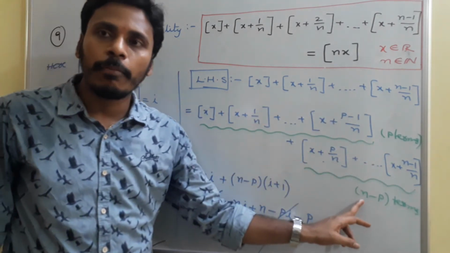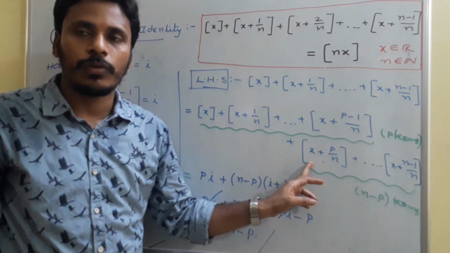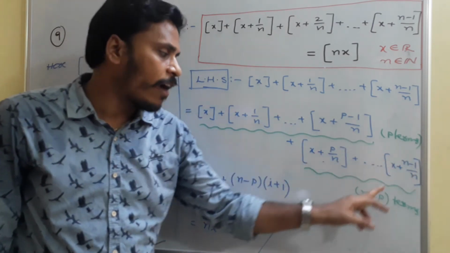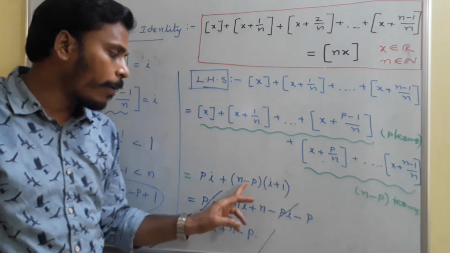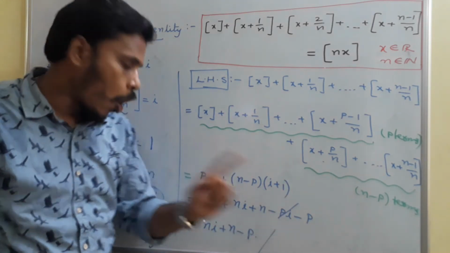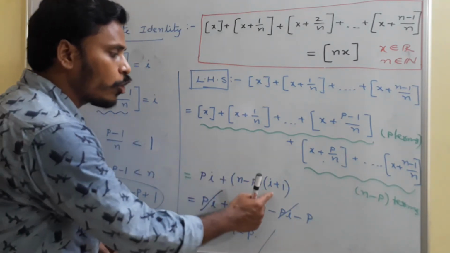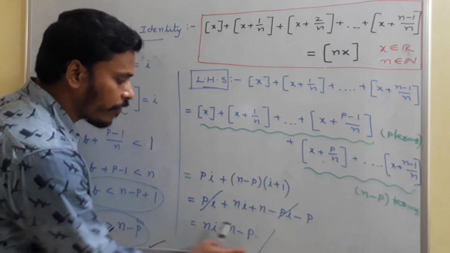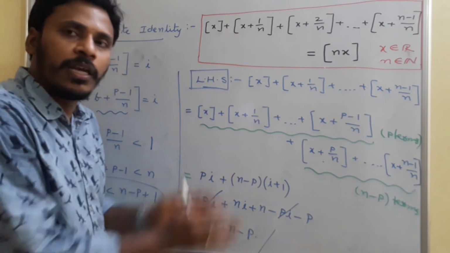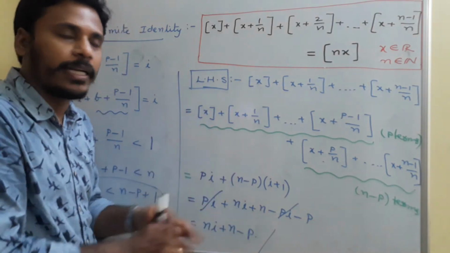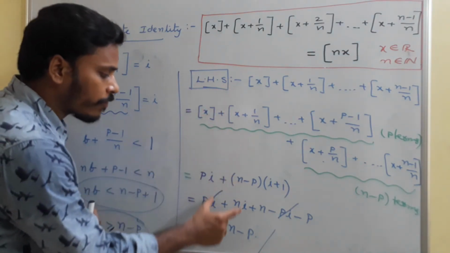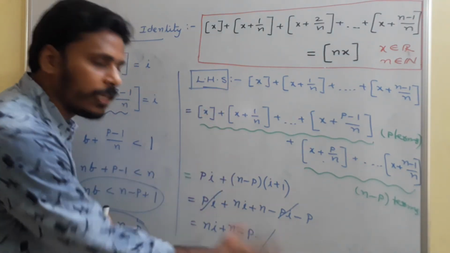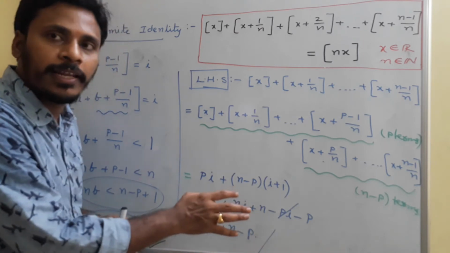And for the remaining n minus p terms, the value is i plus 1. I plus 1 we need to add for n minus p times. So n minus p into i plus 1. So pi plus n minus p into i plus 1, on simplification you have that ni plus n minus p. This is the left side, the left side is completed. So the simplification of the left side is ni plus n minus p.